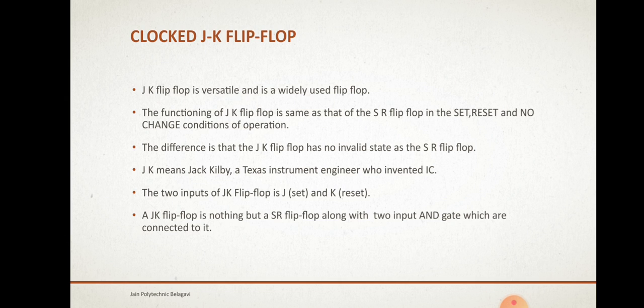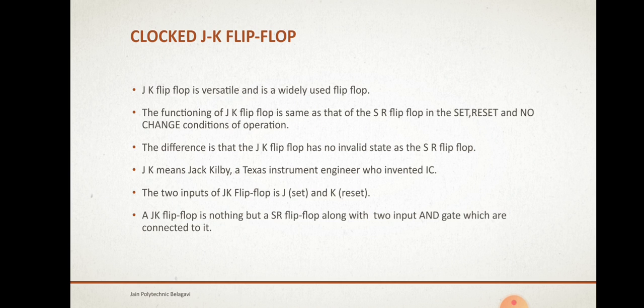The clocked JK flip-flop is a versatile and widely used flip-flop. Its functioning is the same as that of the SR flip-flop, set reset, including the no change condition. The difference is that the JK flip-flop has no invalid states. The SR flip-flop has an invalid, forbidden state, when S equal to 1 and R equal to 1.